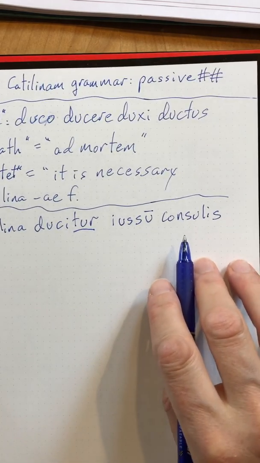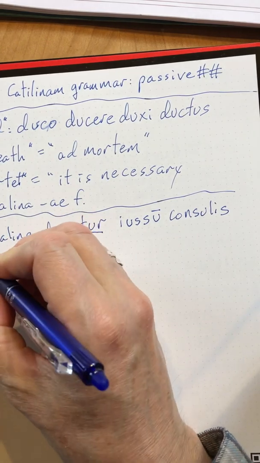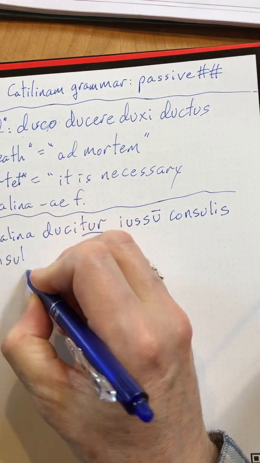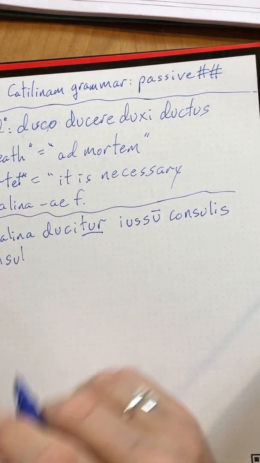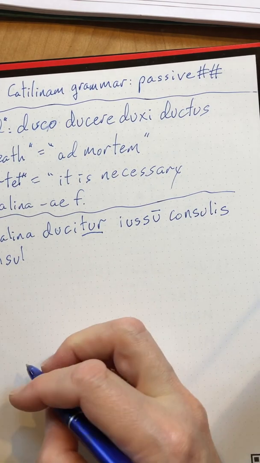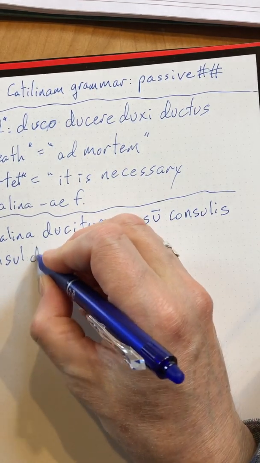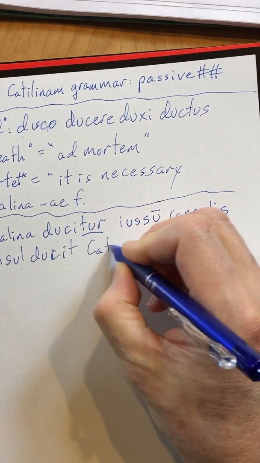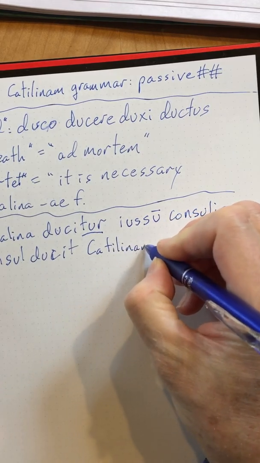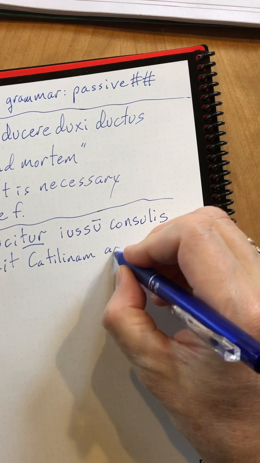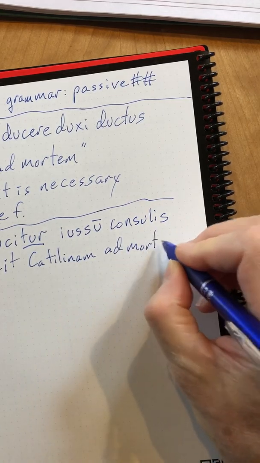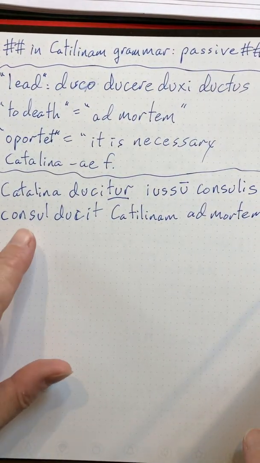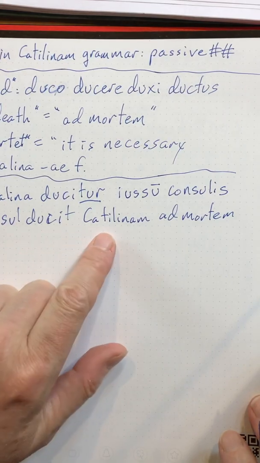All right. Let's change the sentence a little bit to make it active. Consul. All right, now you can see consul is nominative. That's a third declension noun. Consul, consulis, masculine. Consul ducit Catilinam ad mortem. All right. Well, take a look at that. Ask yourself, what does that say now? The consul leads Catiline to death.